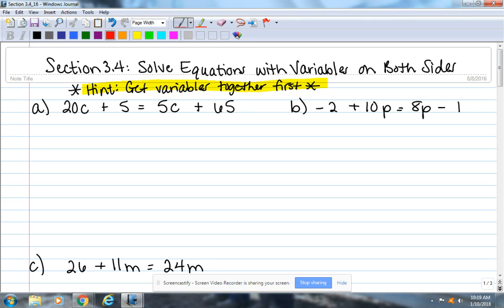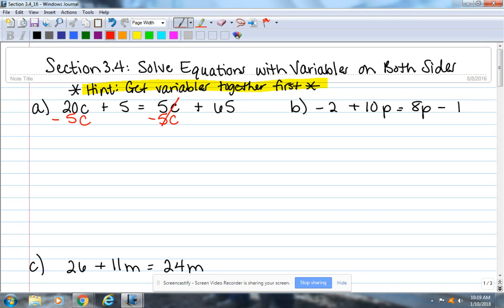Can somebody tell me what you would prefer to do? 5C. Subtract the 5C. Why would you prefer to subtract 5C? Smaller number. Yeah, so you'd have a positive, right? I typically like to go for having positives myself. And sometimes it actually makes it a little bit less difficult. So I'm going to do it this way. If you subtract 20C from both sides, that is not incorrect. You still will get the correct answer if you do everything else correctly.